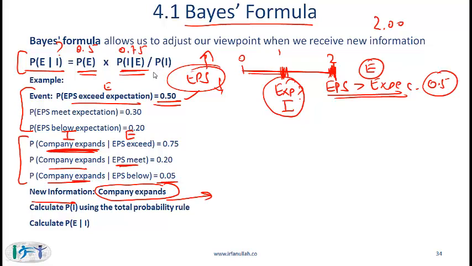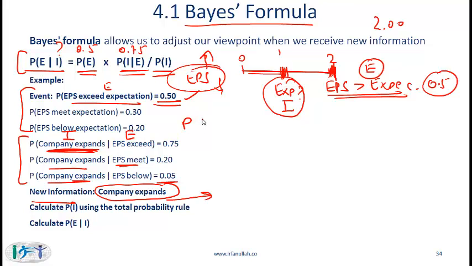The question is, what is the probability of the information? And notice, this is an unconditional probability. To compute the unconditional probability, given several conditional probabilities, we need the total probability rule. So let us use it.